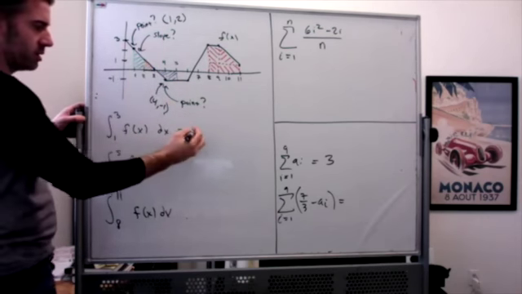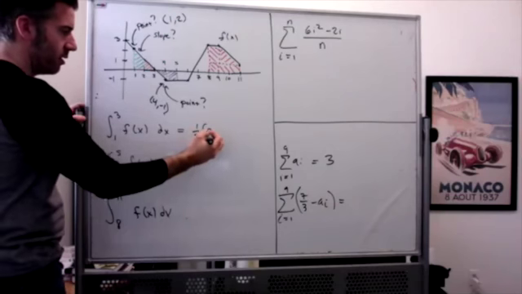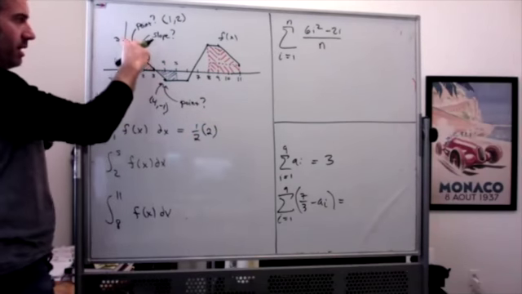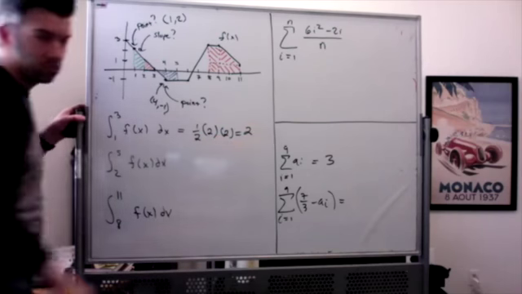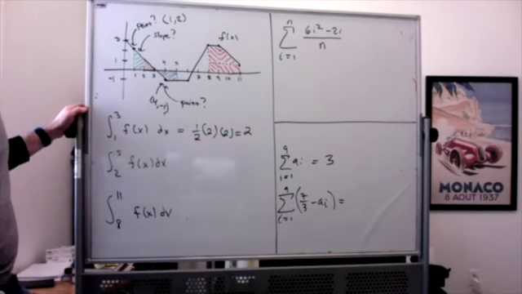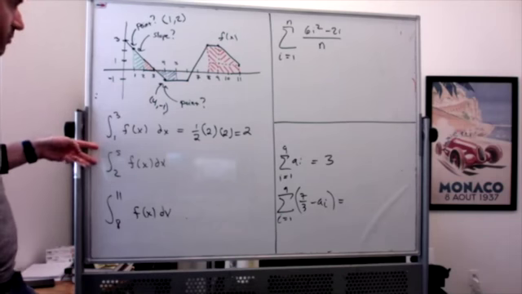which means that the area under the curve from 1 to 3 is going to be the area of this triangle, which is 1/2 the base, which is 2, times the height, which is also 2, which is going to be 2. So that first interval is 2.